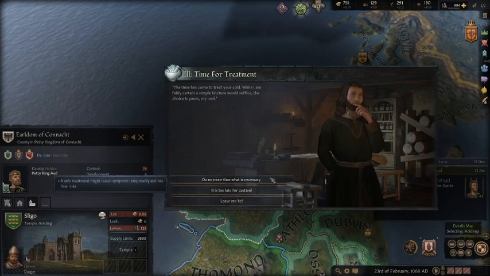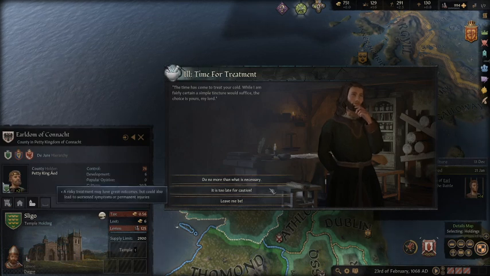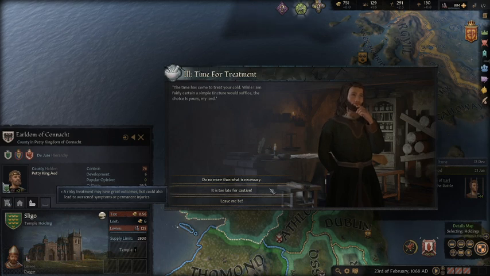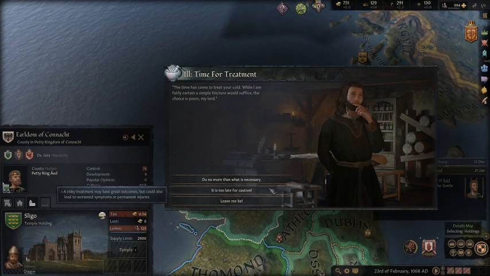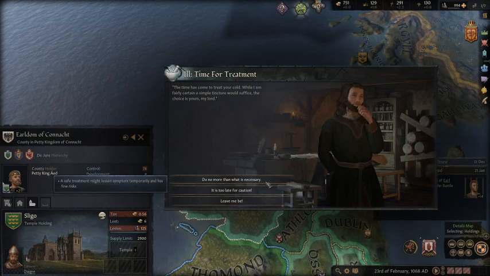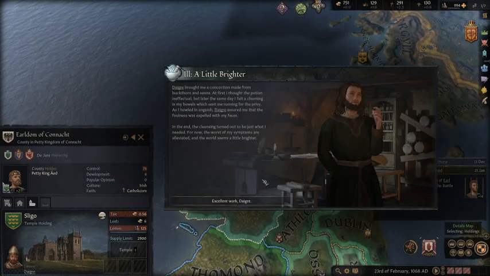Do no more than what is necessary, or it is too late for caution. A risky treatment may have great outcomes, but could also lead to worsened symptoms or permanent injuries. I'm going to go with do no more than what is necessary.